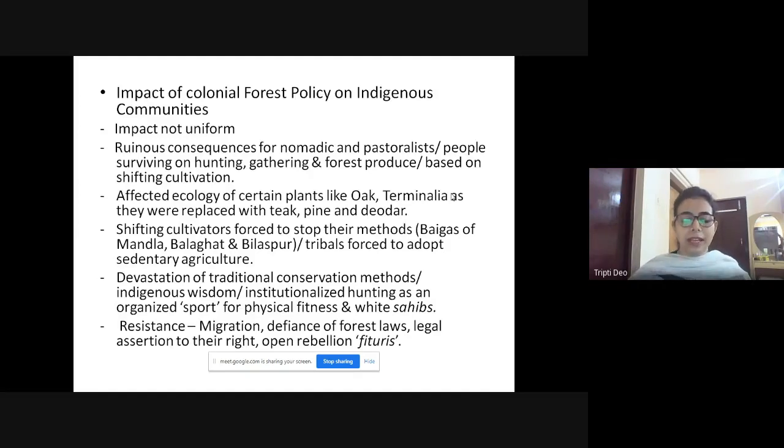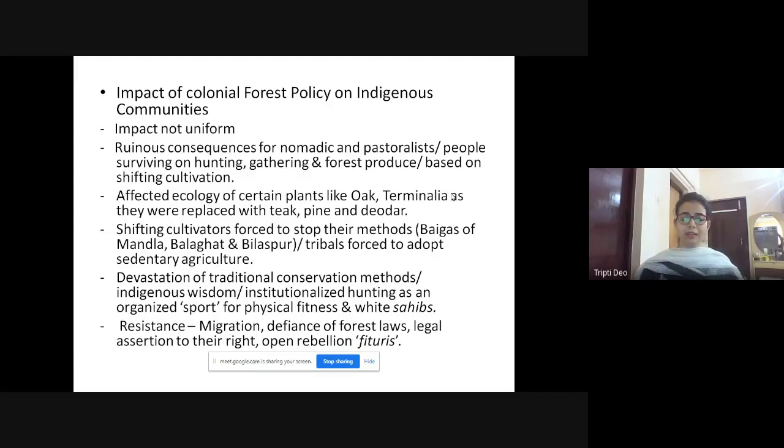It also led to the devastation of traditional conservation methods. Indigenous wisdom was being ignored. Hunting was institutionalized as an organized sport for physical fitness and for the white sahibs. So even hunting as an activity was restricted. It was organized as an entertainment activity for the British colonial officials.